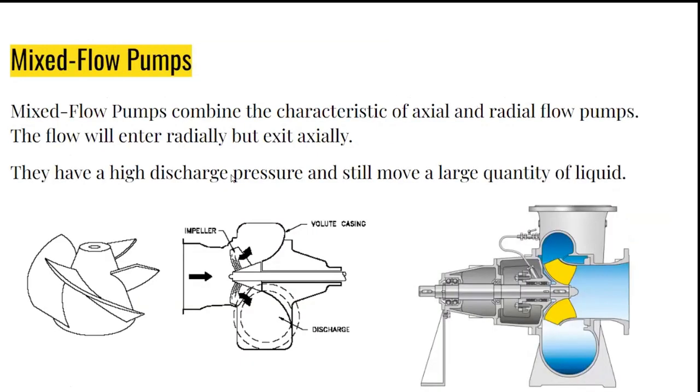Mixed flow pumps combine the characteristics of axial and radial flow pumps, having high discharge pressures and still moving large quantities of fluid. They are typically more efficient than axial flow pumps at higher pressures and provide better performance in low head applications than radial flow pumps. They're commonly used in applications where a balance between flow rate and pressure is required. Here on this diagram, you can see the flow will enter radially but exit axially.